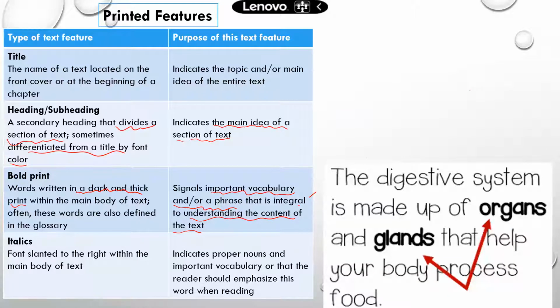I have an example here. It says, the digestive system is made up of organs and glands that help your body process food. So you can see organs and glands are the two main components of the digestive system, right? So those two words are in bold.